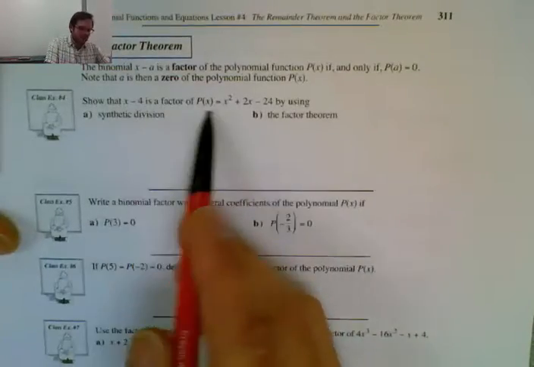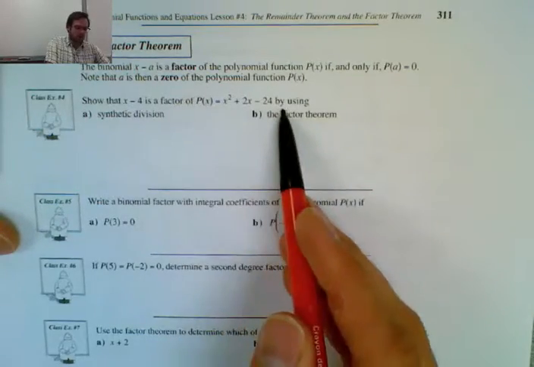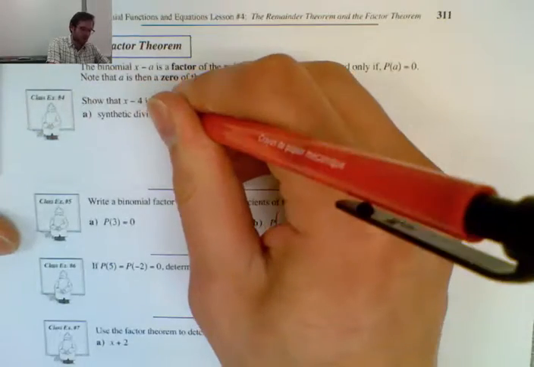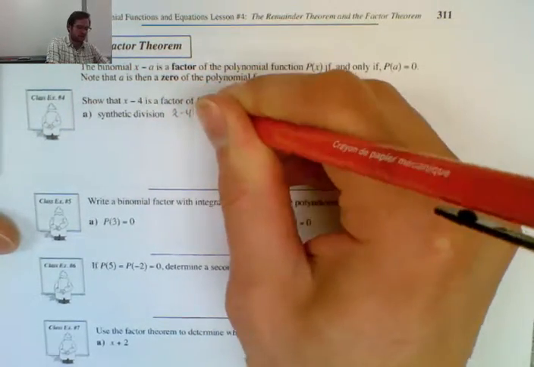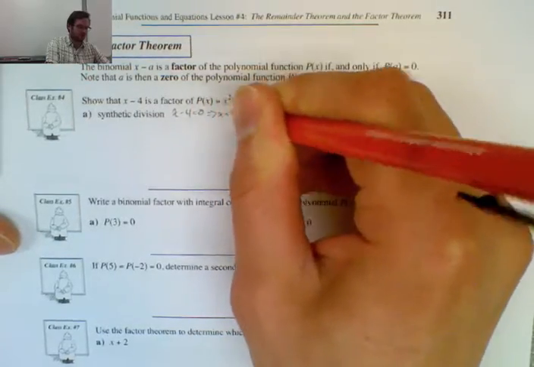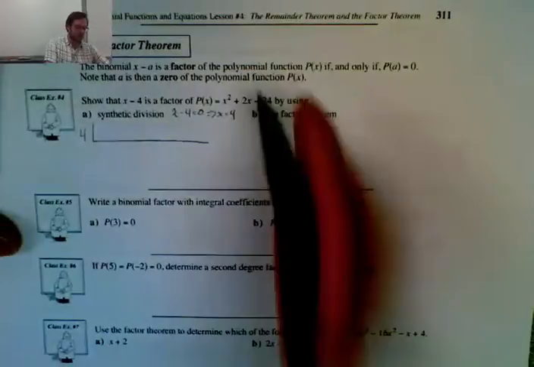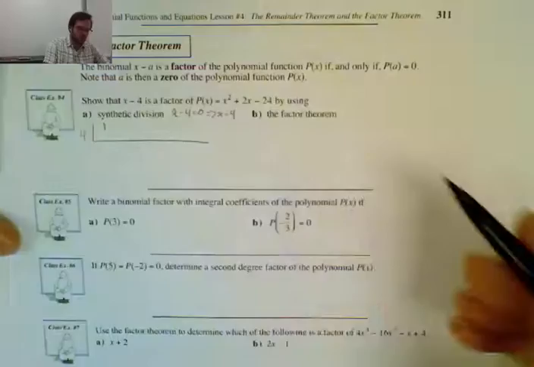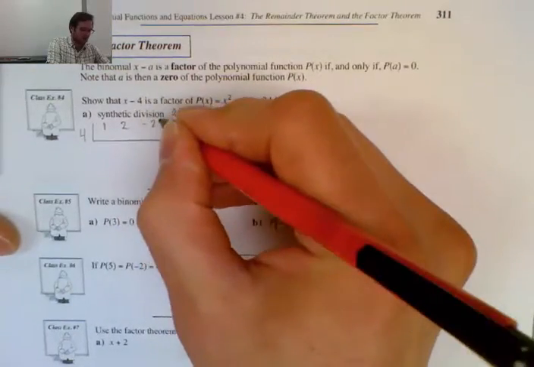We're going to use synthetic division to divide this polynomial function by x minus 4. So in this case, again, we just look at it. We have x minus 4 is equal to 0. Therefore, x, we're going to say, is equal to 4. So we have a 4 on the outside. Okay? And we're going to plug in this equation here. And that's going to be, we have 1x squared, and we have 2x's, and we're going to subtract 24.